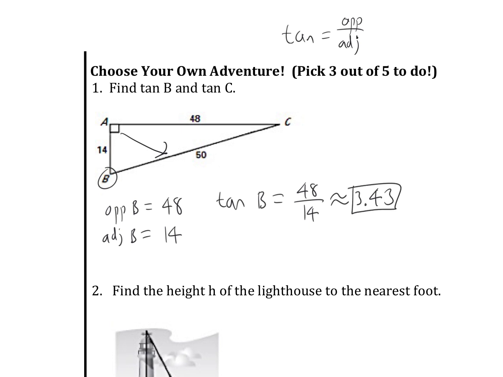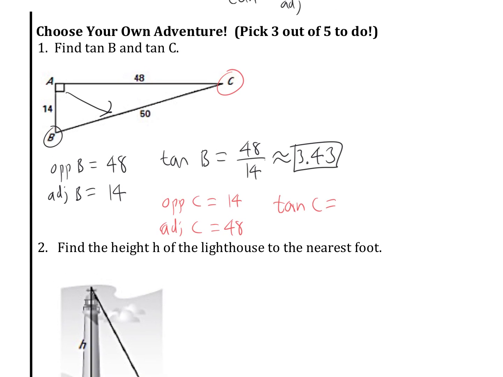And that is the ratio. All right, how about, let's use a different color here. Let's find C. Okay, what's the opposite of C? Opposite of C is going to be 14. And the adjacent to C equals what? 48. And again, we're going to do tangent of C equals opposite over adjacent.